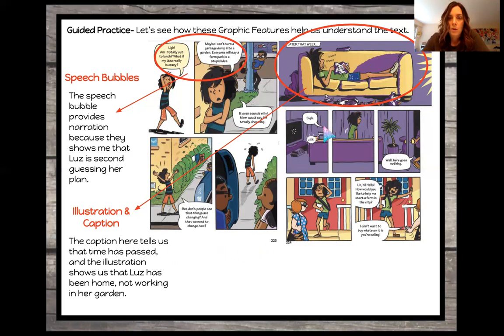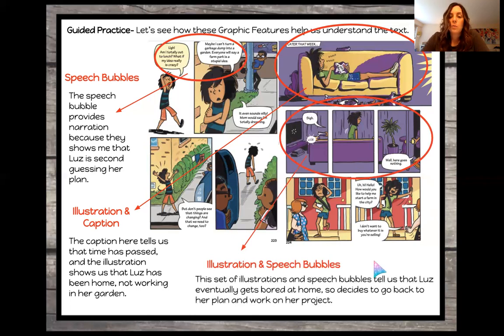She says, sigh. And then she's clicking the remote, and then it looks like she's standing up from the couch and walking out the door. And as she walks out, she says, "Well, here goes nothing." This is another illustration along with speech bubbles. And this set of illustrations and speech bubbles tells us that Luz eventually gets bored at home. So she decides to go back to her plan and work on her projects. She says, "Well, here goes nothing," and she walks out the door. So that's how I know that she's going back out to finish working on her project.